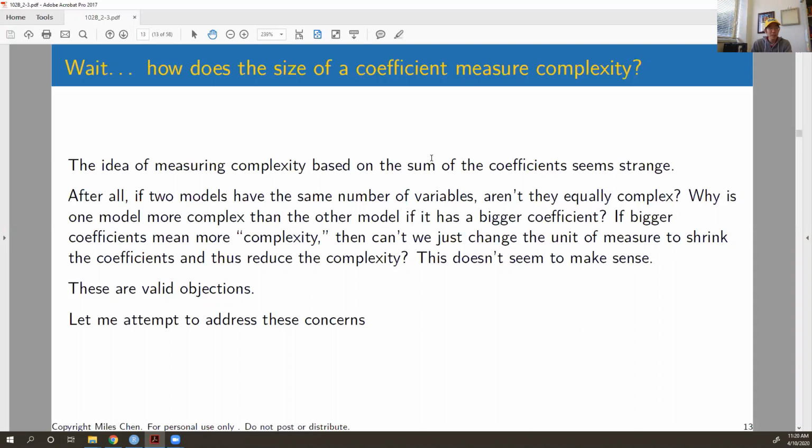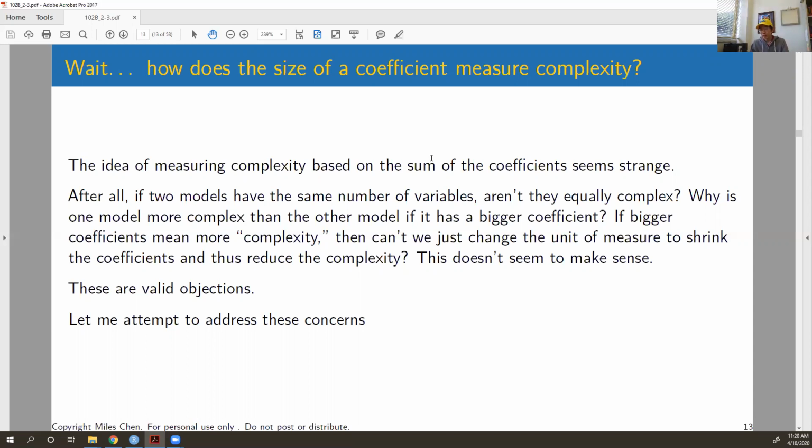And especially if you think of units, right? If you go from meters down to centimeters or centimeters up to meters, that's going to change the size of your coefficients. And so if I change my units, then my coefficients would change and that would change my model complexity. That doesn't make sense, right? So those are totally valid objections, and I'm going to try to address these.